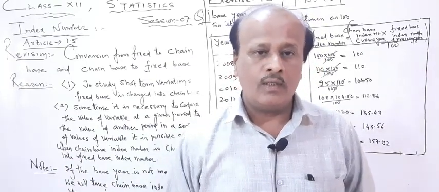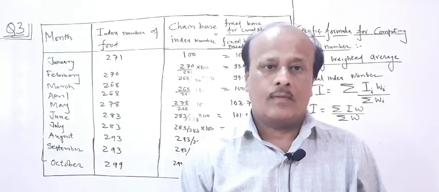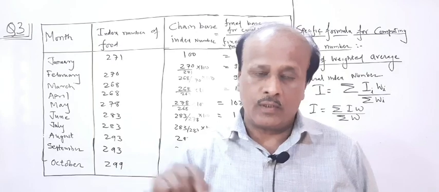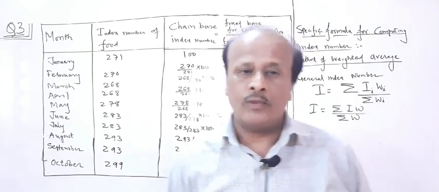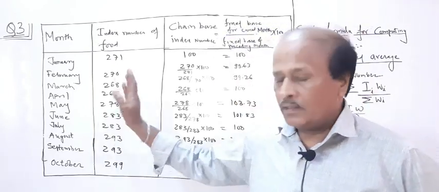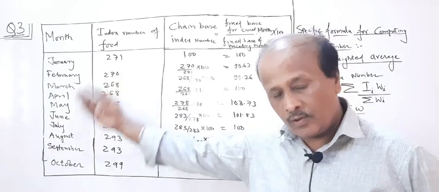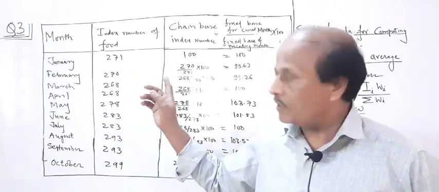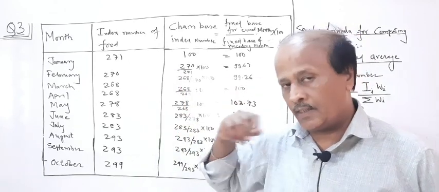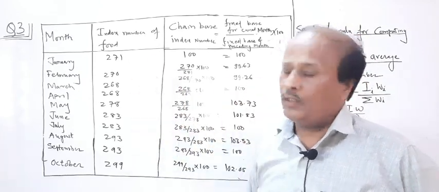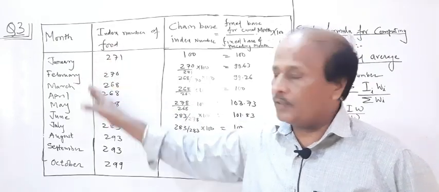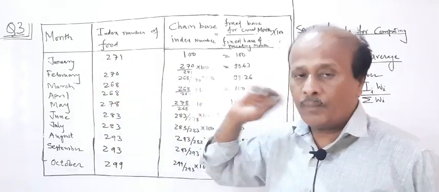Now we will go for the next question. Let us do question number 3, which I selected from exercise 1.2. Now it's a different type of question. After doing question number 1, where we found a chain base index number, now it is for the fixed base index number. So go through that question. Question number 3 is given in your book. The values are given month wise. An index number of food is given.